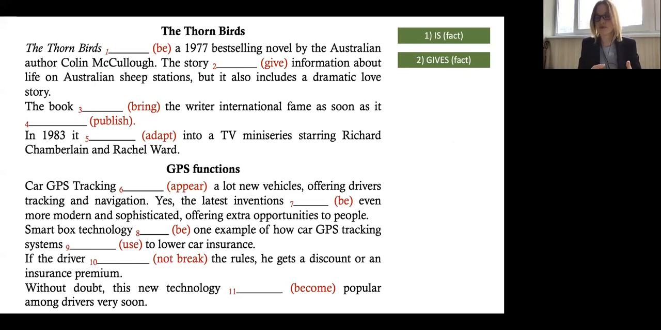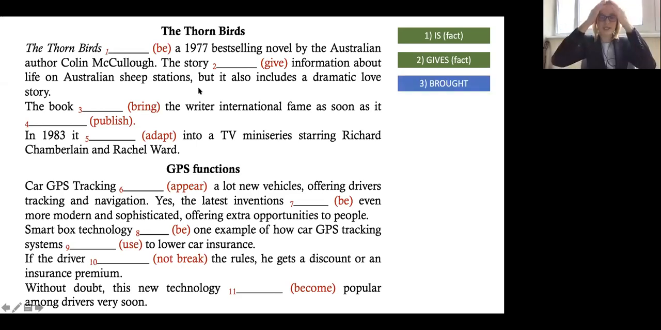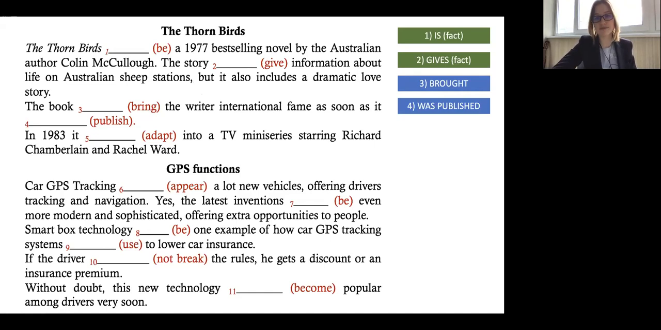That's why we use the present indefinite tense, and the meaning that we have discussed today is the fact. Okay, gap number 3 is directly connected with the past indefinite tense. Pay attention, we even have a specific paragraph, our own paragraph, for the past indefinite tense. The book brought the writer international fame as soon as it was published, and that was the correct answer. Okay, gap number 3. Why do we use the past indefinite tense here?